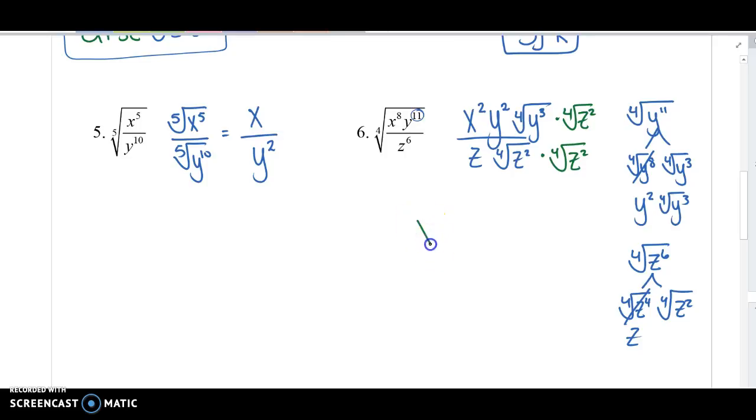On the top, we have x squared, y squared, the 4th root of y to the 3rd, z squared. On the bottom, we have a z, and what just happened here? We completed the group of 4. So now we have the 4th root of z to the 4th. This becomes a plain old ordinary z. So how many factors of z do we now have on the bottom? Z squared.